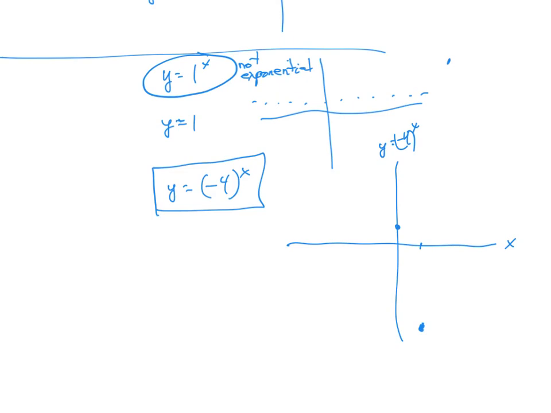But what makes it even worse is we know that when x is an even number, this is going to be positive. We know when x is an odd number, it's going to be negative. What about when it's between the two? Like what about at 1.5? What about at 1.7? It gets super crazy. It is not something that we study. It is not an exponential.